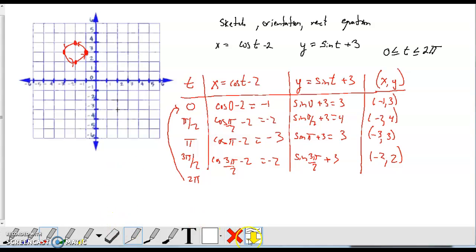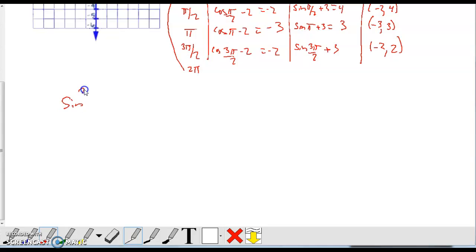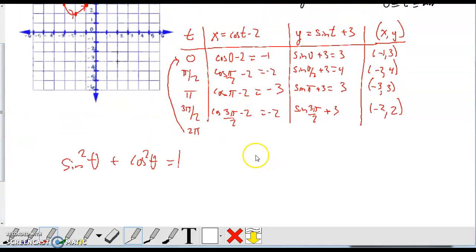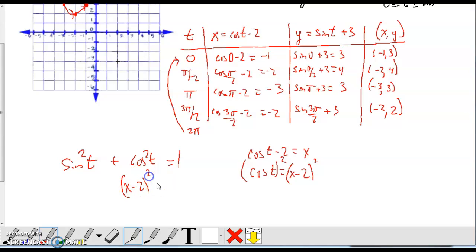So again, how can I use the sine squared of theta plus the cosine squared of theta is equal to 1 equation? So let's come back and remember that it was cosine t minus 2 is equal to x. So I'm going to go ahead and, instead of theta, let's write t. So that way we know what we're doing. So this will become x minus 2. Again, I'm going to square that. I'm going to square that. So I'm going to replace this with an x minus 2 squared.